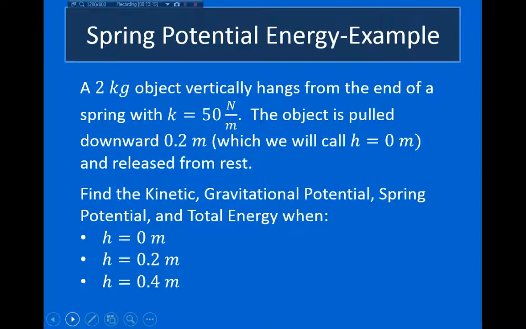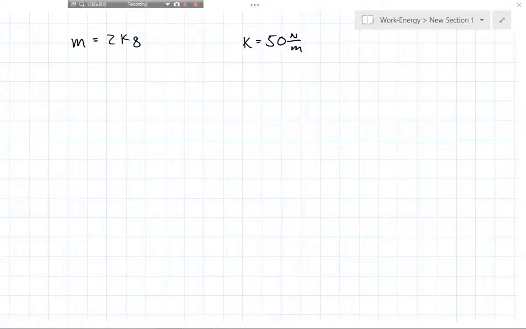And we know that when you take a mass that's hung from a spring and you pull down on it and release it from rest, the object is going to oscillate up and down about its equilibrium position. And what we're asked to do is calculate the kinetic energy, the gravitational potential energy, the spring potential energy, and the total potential energy when the mass is initially at h equals 0, remember that's the bottom of its motion. When h equals 0.2 meters, that's when the object passes back through its equilibrium point. And when h equals 0.4 meters, that's when the object is going to reach the top of its trajectory.